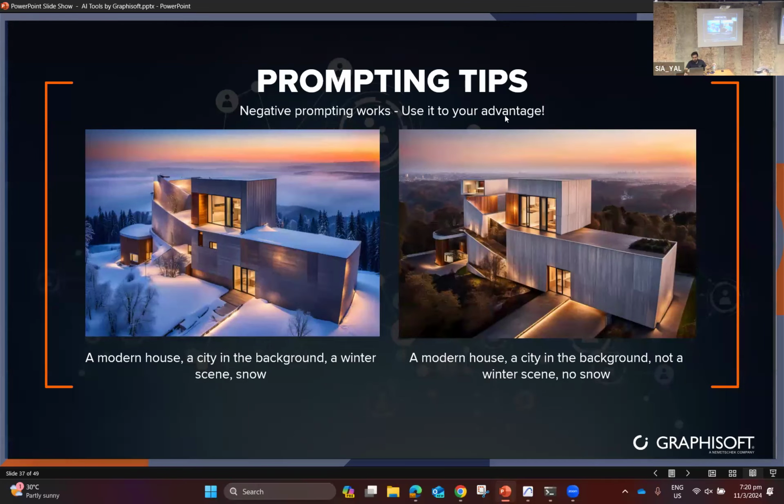You can also use negative prompting. Say for example, if you don't want to see something in your result, you can use negative prompting. In this case, they have used not a winter scene or no snow, so that you will not see that in your result. So negative prompts also work, so you can be more creative using those negative prompts on your prompt.